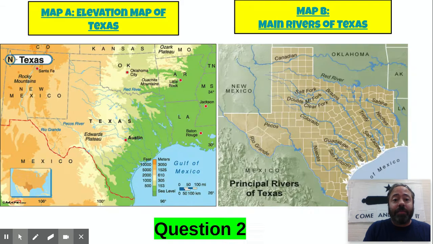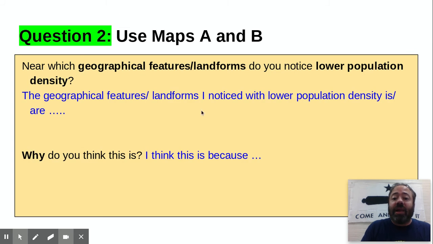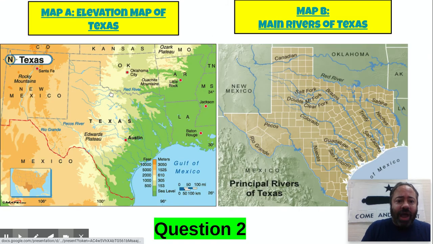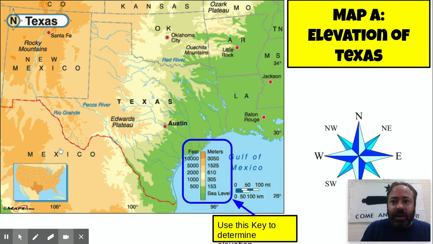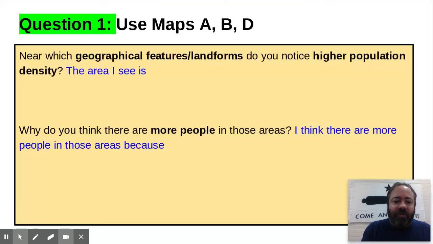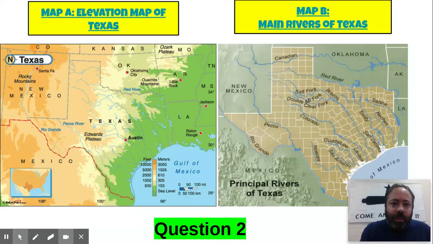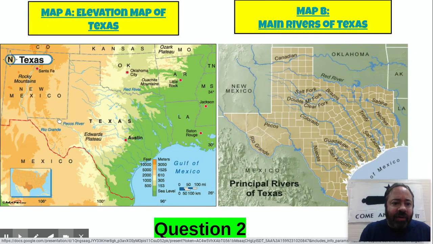If they don't live there, let's go back to question two. The geographical features, landforms I notice with low population density is on the west. Now we have to determine what it is about the west near El Paso. Let me go through these, and you can do it however. I have trouble sometimes with this Chromebook. But one thing I want to look at is where the people don't live, and it's over here. What does it say about the terrain? Is it rugged or flat? And do they live near water or not? There's a little bit, but they have much more water over here.